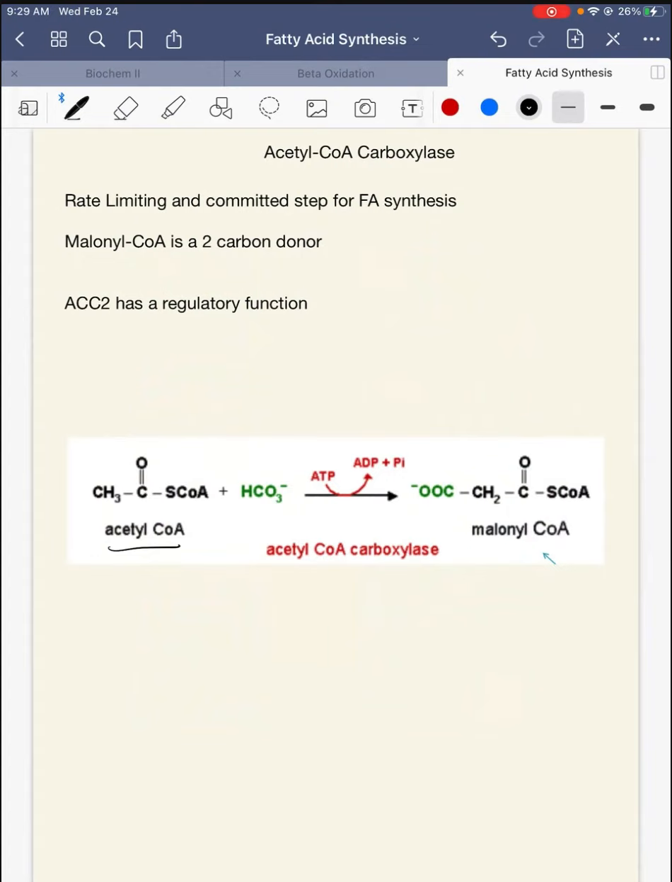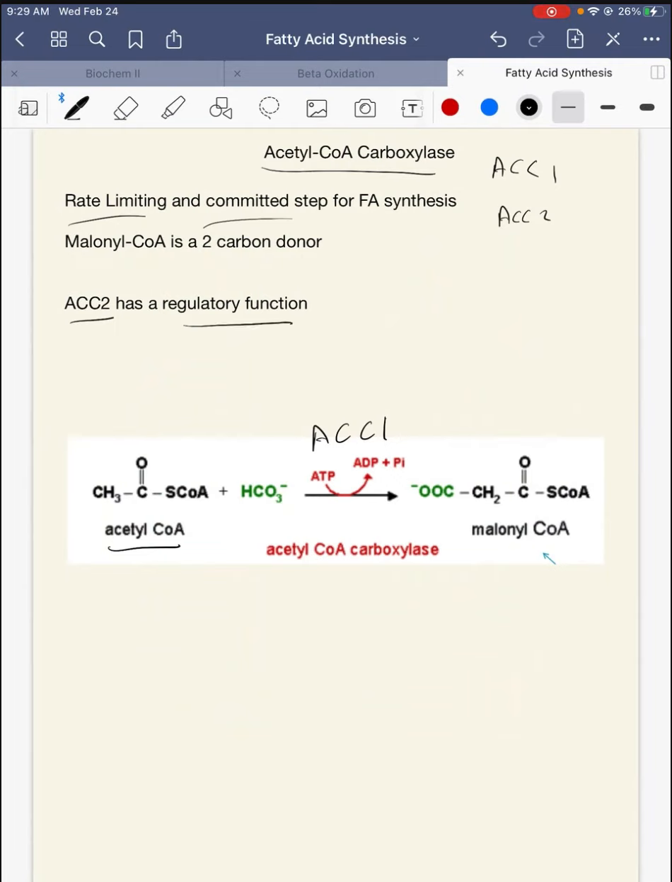So the first enzyme is the rate limiting and the committed step for fatty acid synthesis. As soon as we run this enzyme, we're making fatty acids. This is done by acetyl-CoA carboxylase, or ACC. We'll talk about ACC1 and ACC2. The one that starts fatty acid synthesis is called ACC1. ACC2 has a regulatory function.